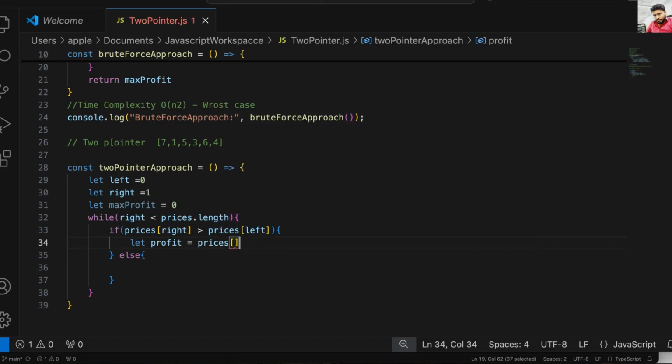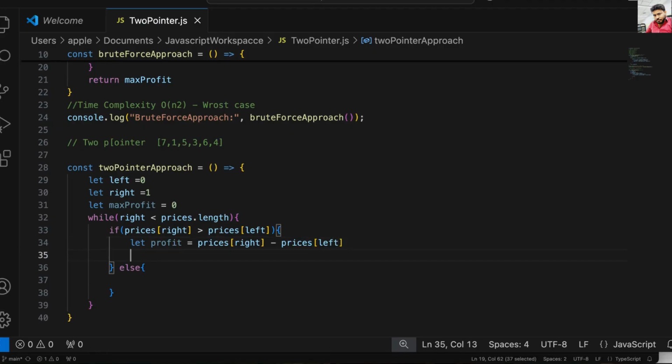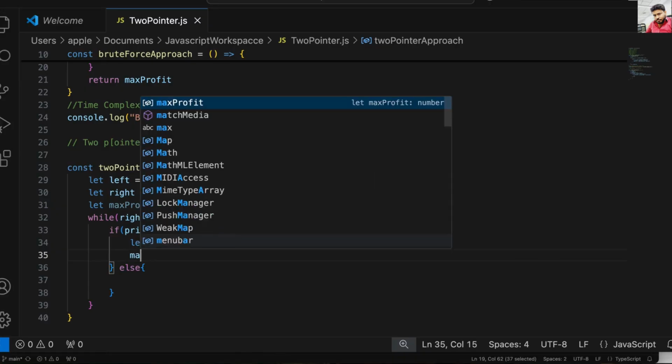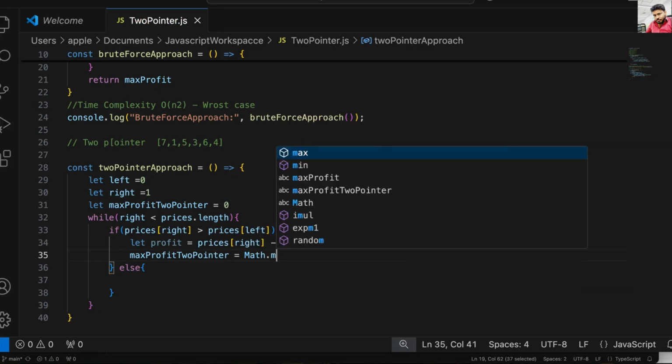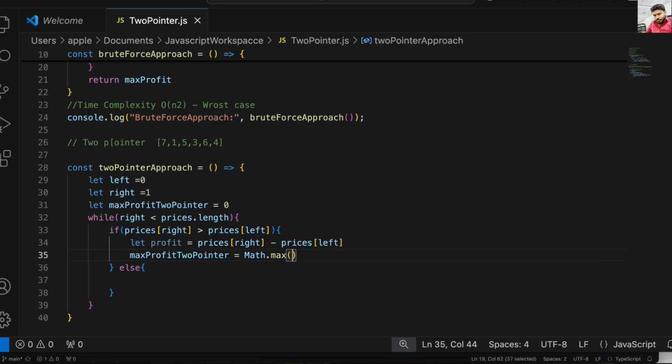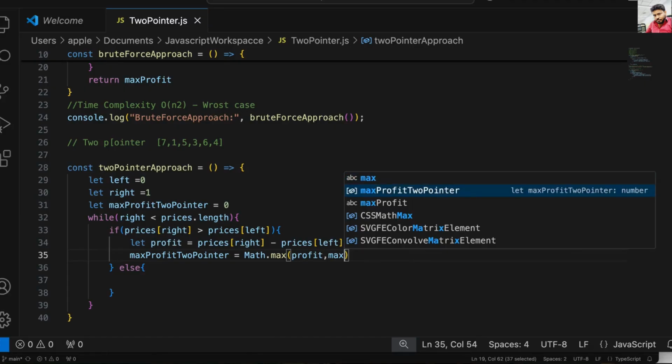Okay, prices of right minus prices of left, the same logic that we applied in the brute force, right? The same logic only, but instead of i and j we are keeping left and right with the two pointers. So this is the profit, and I'm going to keep it in a variable for the two pointer max profit. We need to check Math.max. Here you need to compare the two values: one is profit, comma, another one is max profit for the two pointer.